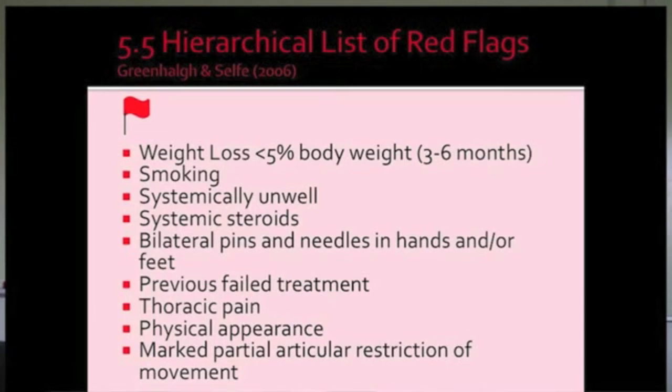Again, previous failed treatment, but again we need to think, is that evidence-based treatment? Thoracic pain, changes in physical appearance, and the marked partial articular restriction of movement.